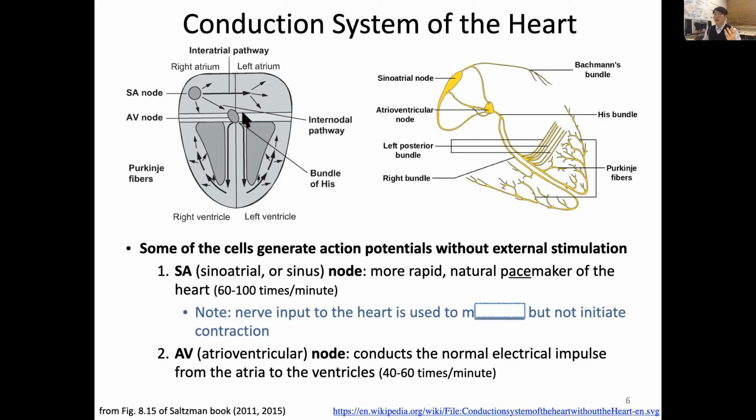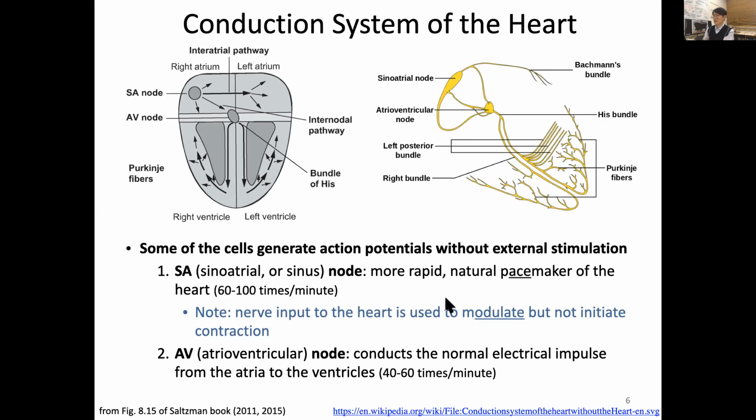As I said, the heart will beat by itself. So what about nerves from the brain? Nerve input to the heart from our nervous system, such as the sympathetic or parasympathetic nervous system, can increase or decrease the heartbeat. That nerve input does not initiate the contraction, but modulates the heartbeat.